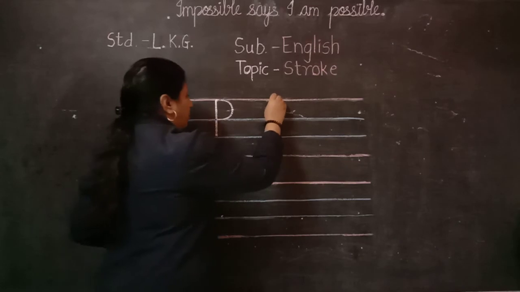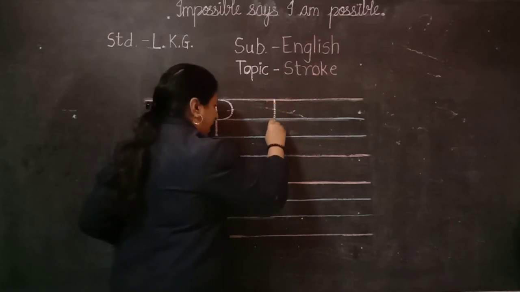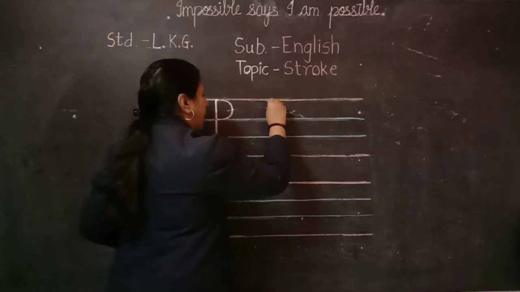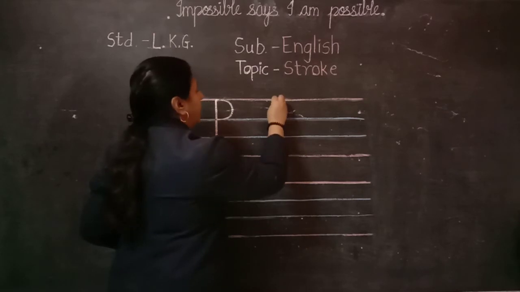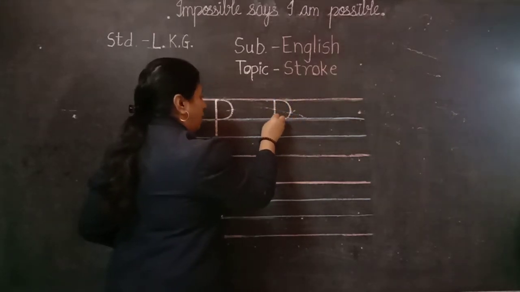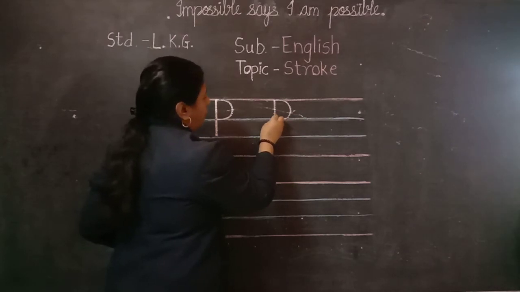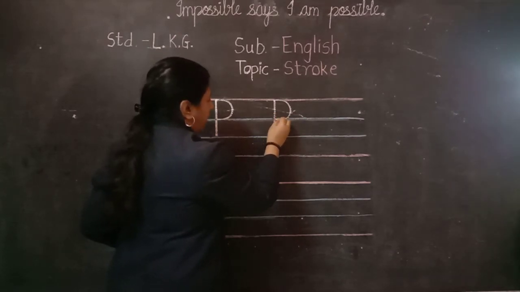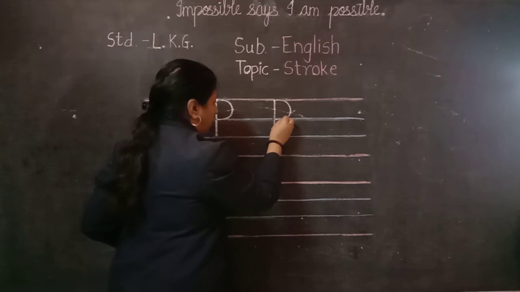Now look here. Standing line, and a big curve. Join here on the first blue line. And again from the first blue line to the second blue line.